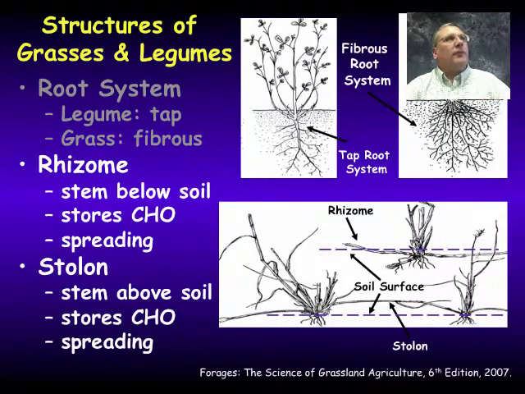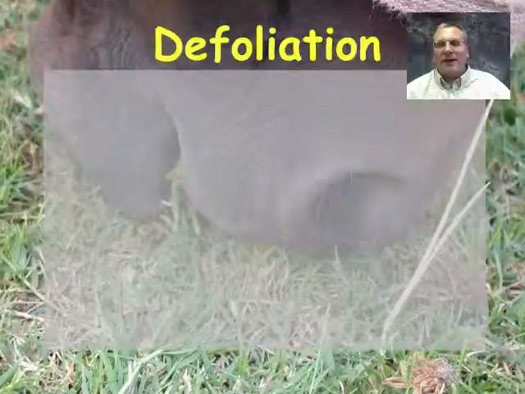And the nice thing about stolons and rhizomes is they store those carbohydrates below the grazing height of the animal. So even though an animal would graze a sod former very closely, it's still retaining those stored carbohydrates. And we'll talk more about that in a minute.